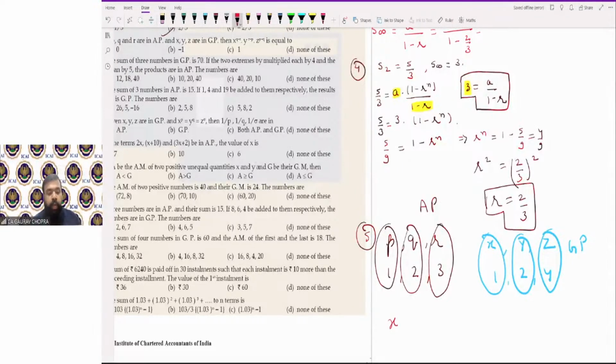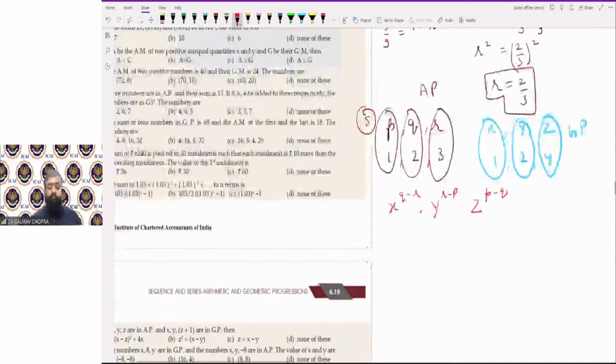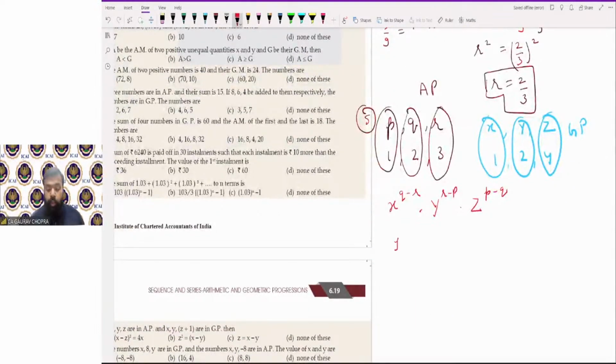So X to the power of Q minus R, Y to the power of R minus P, Z to the power of P minus Q. तो चलिए वैल्यू पुट कर दें. 1 to the power of 2 minus 3, then 2 to the power of 3 minus 1, then 4 to the power of 1 minus 2.